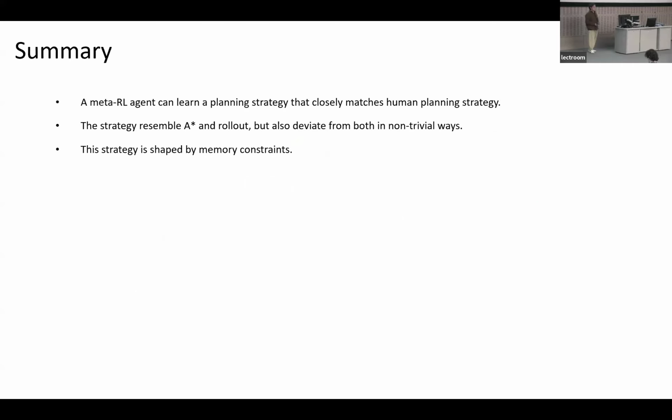Okay, to summarize, we built a meta-reinforcement learning agent on a planning task, and we found that the agent learns a planning strategy that closely matches human strategy. And this strategy has features from both A-star and rollout, but seems to be not identical to either of them. And we also show that the underlying reason for this hybrid strategy might be that the agent tries to efficiently solve the task subject to its memory constraint.